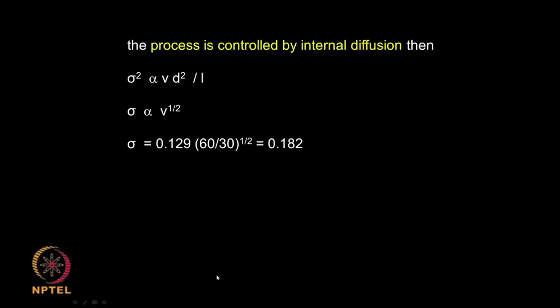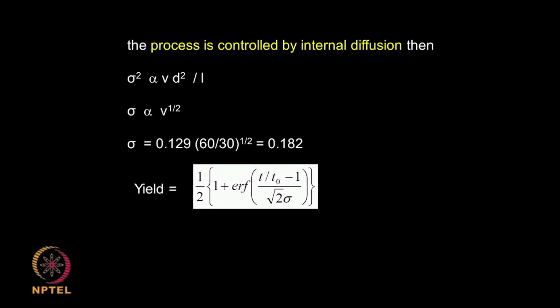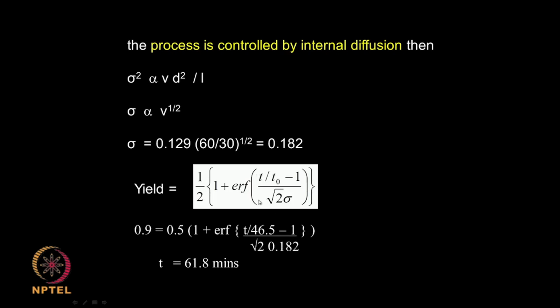Then the sigma square is equal to V d square by L. So, velocity is doubled. Your velocity and sigma are related by this relationship. So, your sigma will become 0.182. So, your standard deviation sigma will become this, and here your T naught has reduced. So, I need to use this equation to calculate the T, which comes out to be 61.8 minutes.